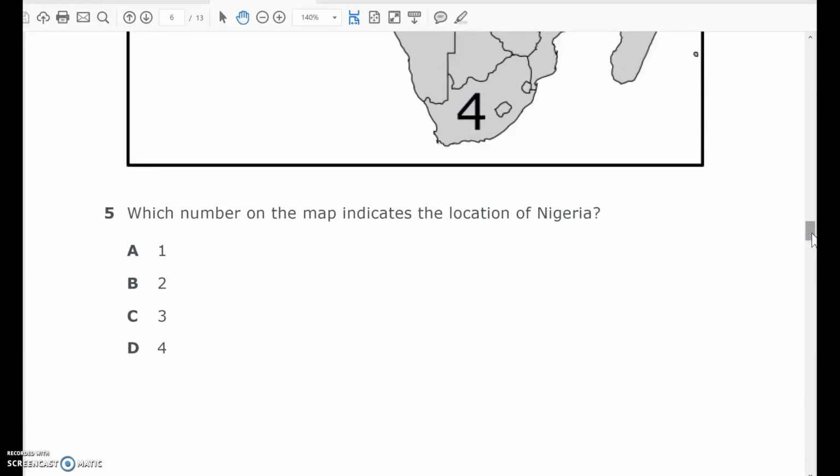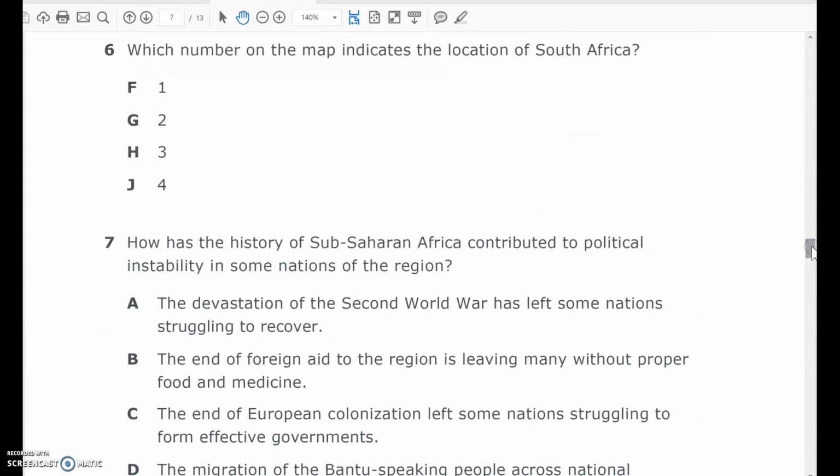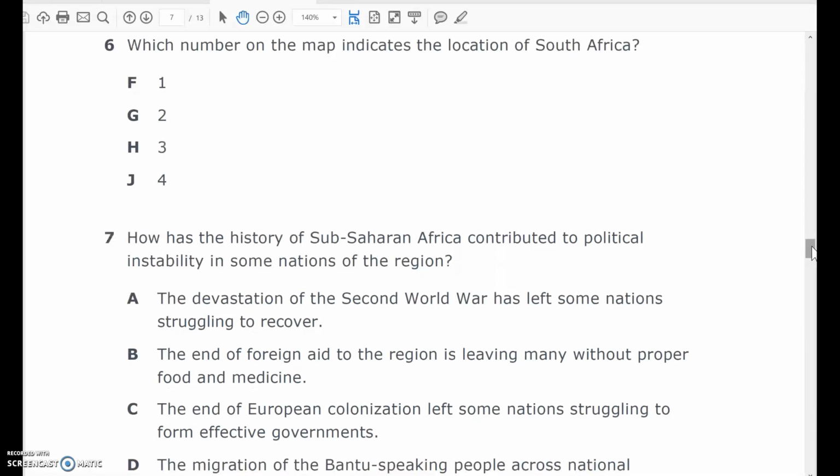Number 5. Which number on the map indicates the location of Nigeria? A. 1, B. 2, C. 3, D. 4. Number 6. Which number on the map indicates the location of South Africa? F. 1, G. 2, H. 3, J. 4.